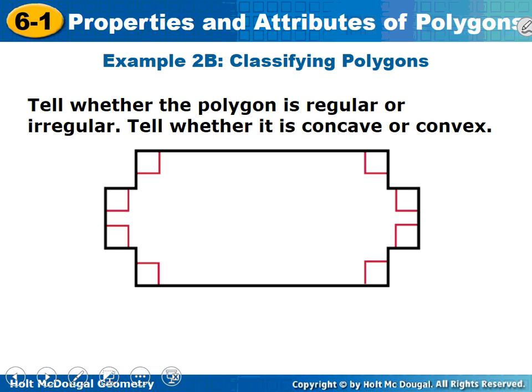All right, next one. Let's go with Vasai. Regular or irregular? Irregular. It is equiangular, but it's not what? It's not equilateral. The sides are not all the same. So it's irregular.